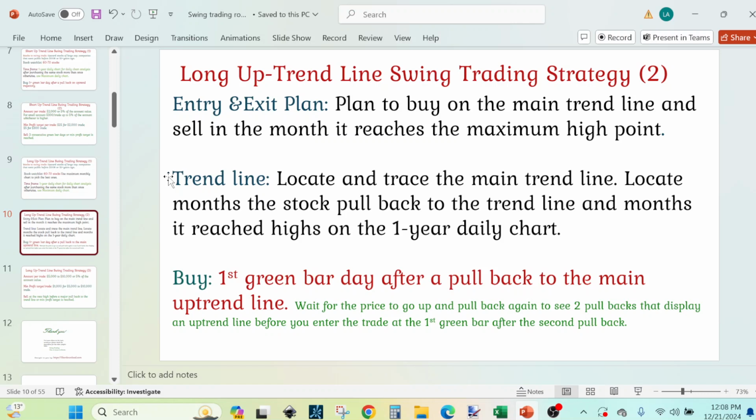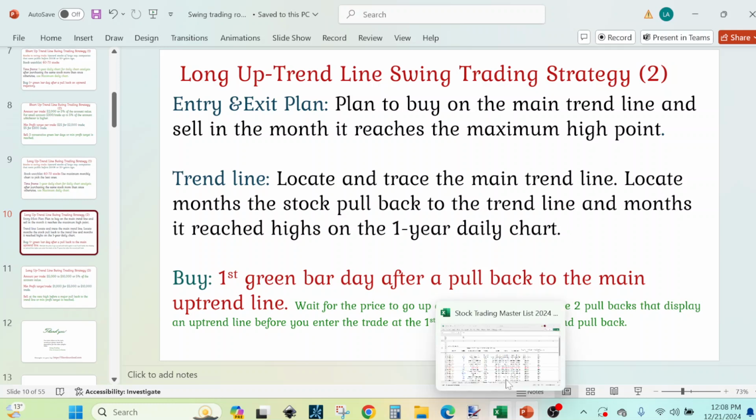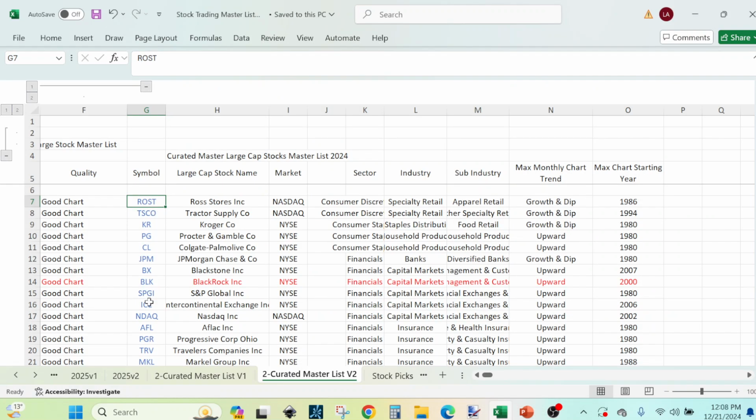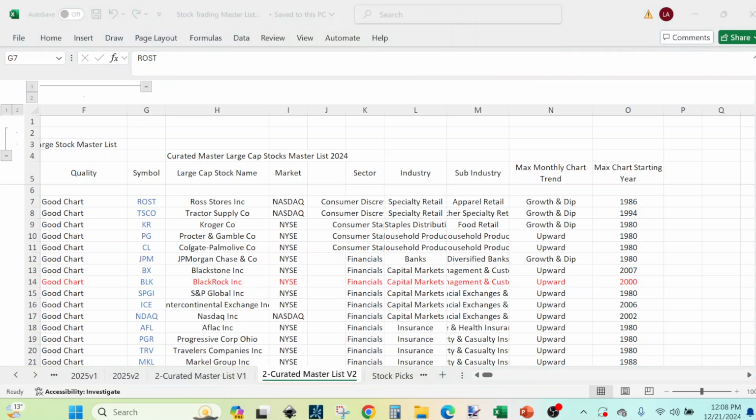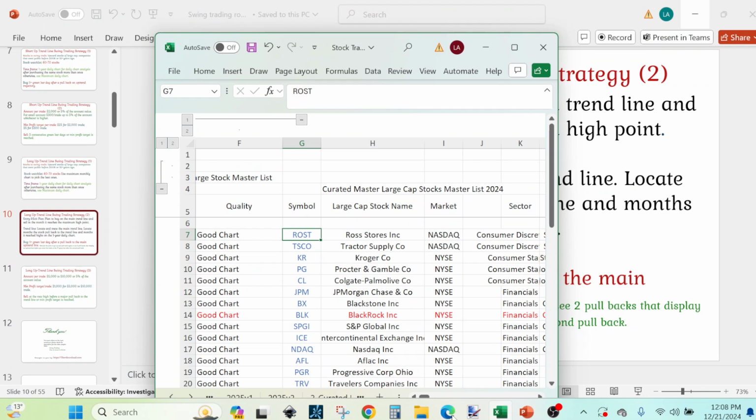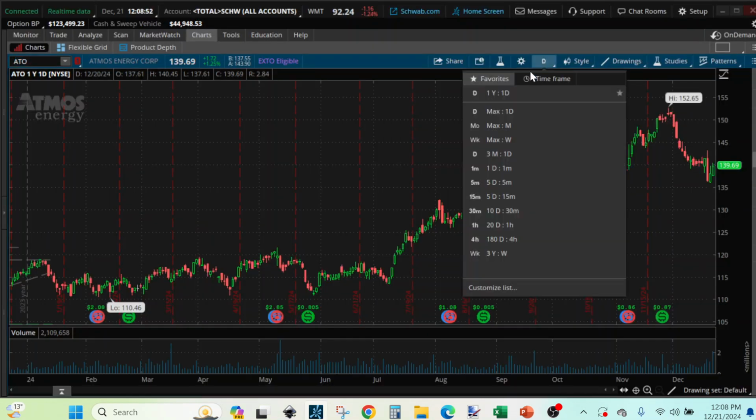How do I trace my support line to determine my entry point for our uptrend line swing trading strategy? We have a list of new large cap stocks that is going to be part of our watch list for 2025, and we'd like to trace some lines here. The first one is ROSE. So let's go back to our chart, and we'll start to trace those lines.